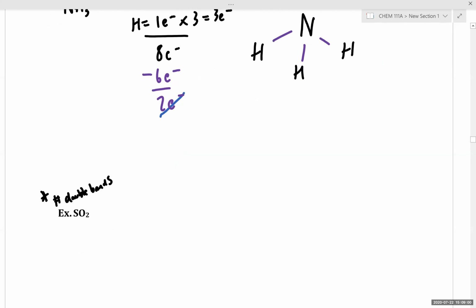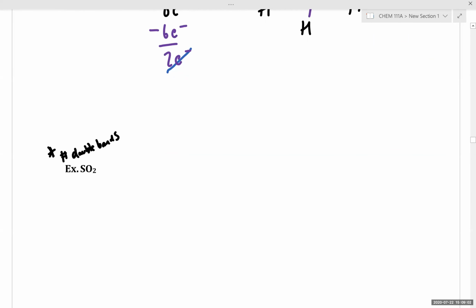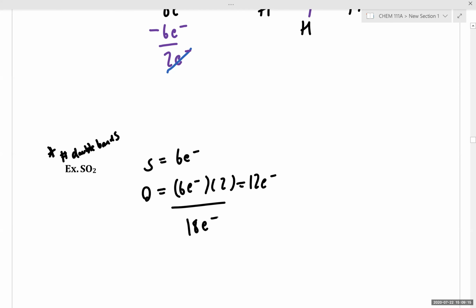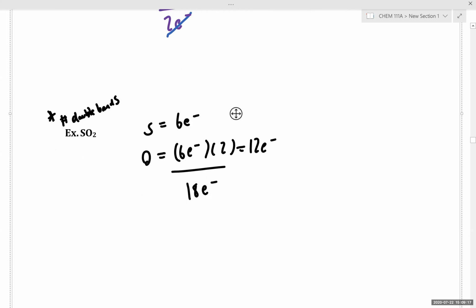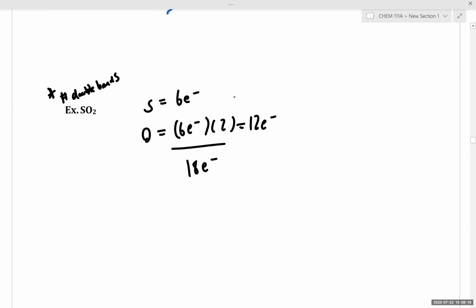Let's look at another example. In this case, sulfur dioxide. So sulfur has 6 electrons, oxygen has 6 electrons, and we have 2 oxygens. That gives us 12 electrons. So in total, we have 18 electrons to work with. So what is our central atom going to be? What is our least electronegative atom? Sulfur. Yep, so we place sulfur in the center.